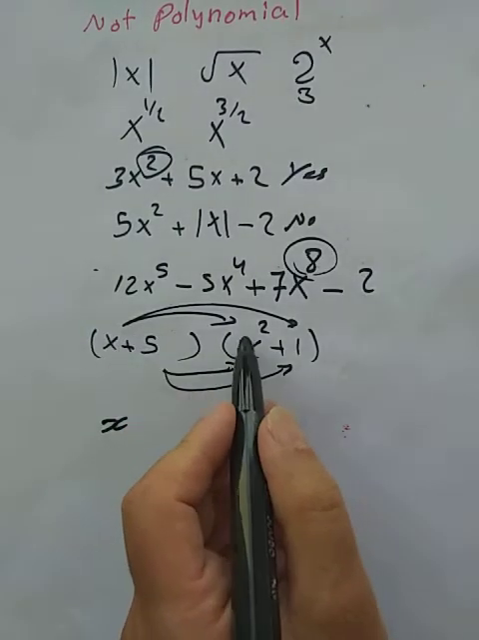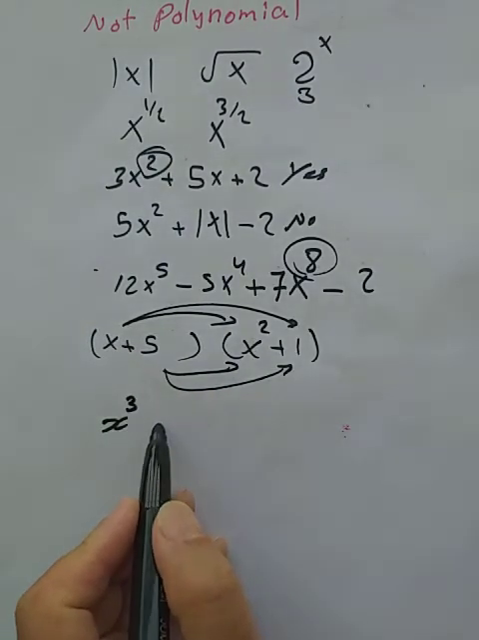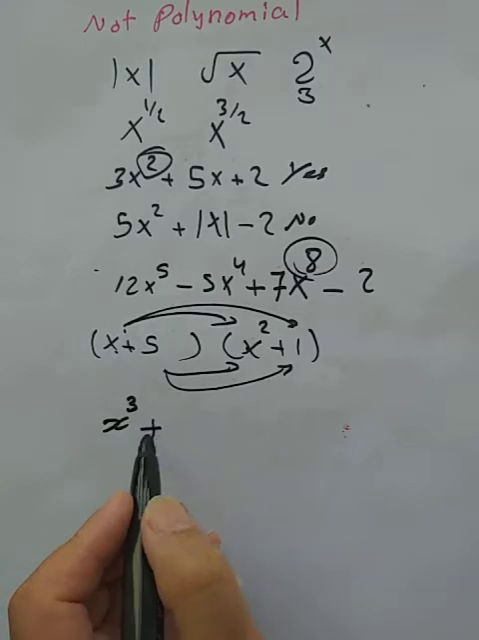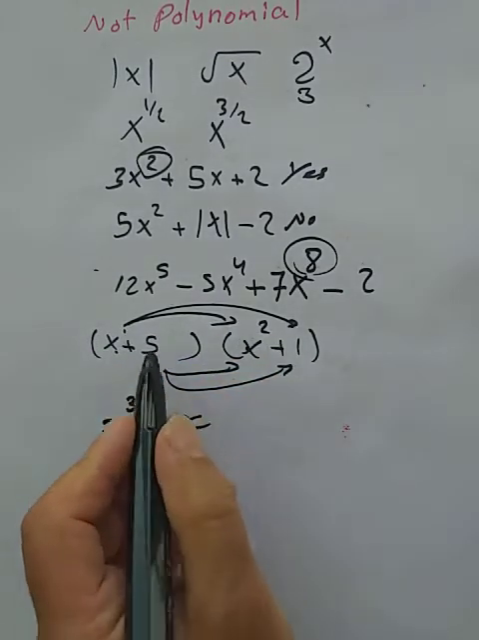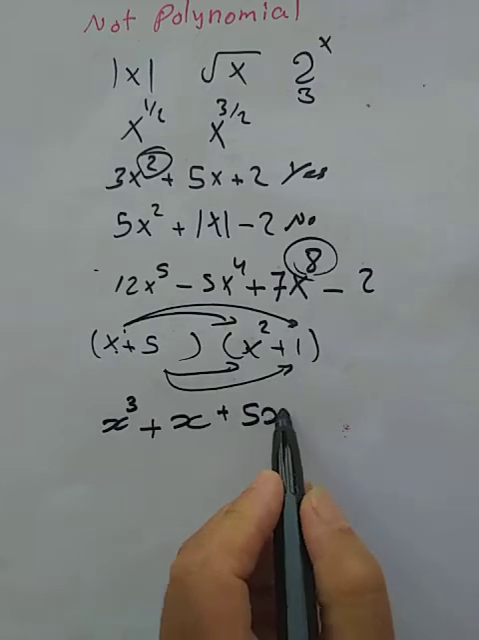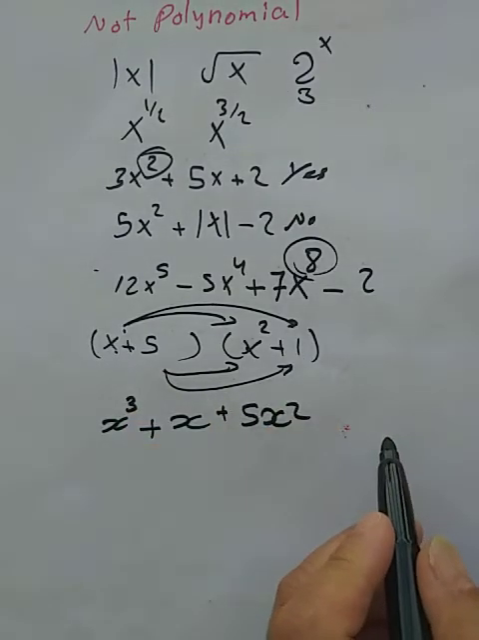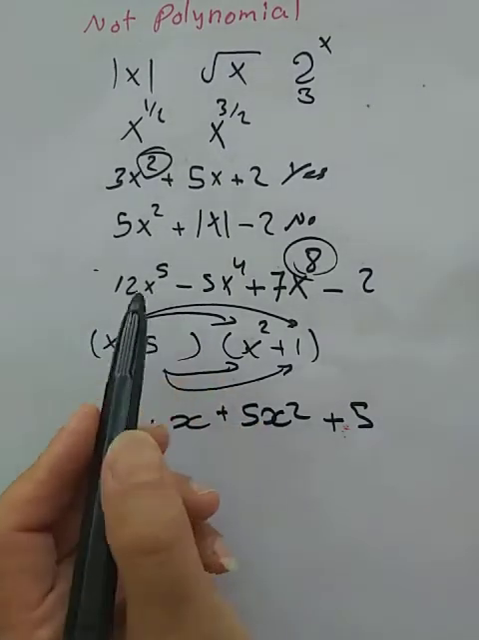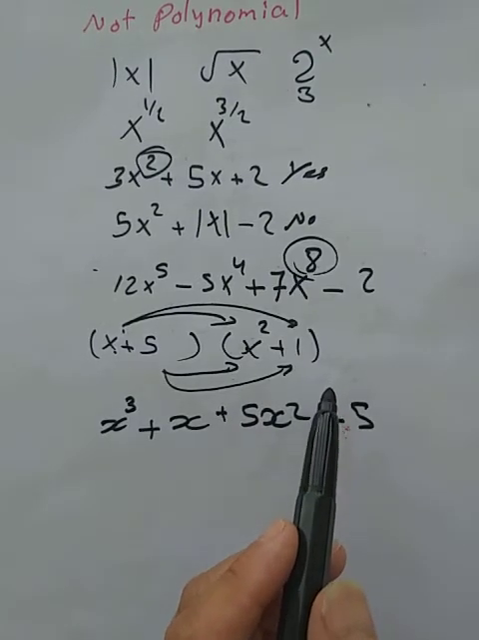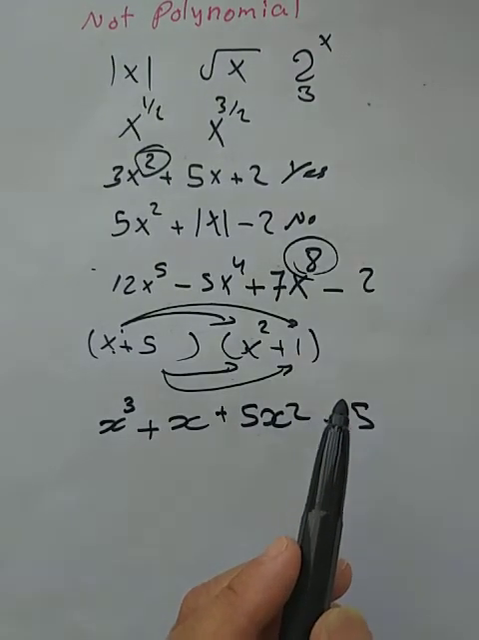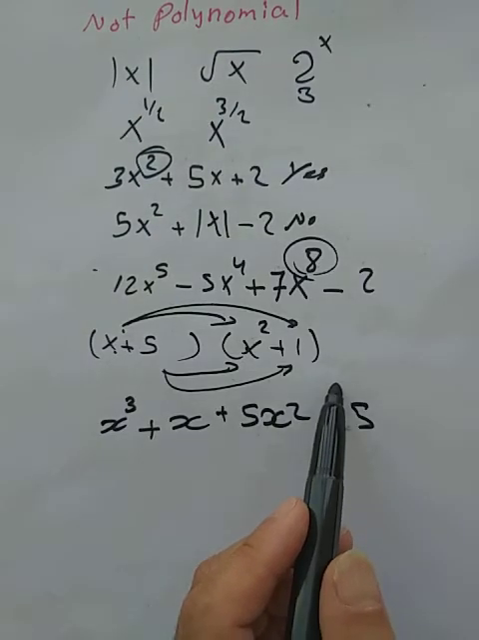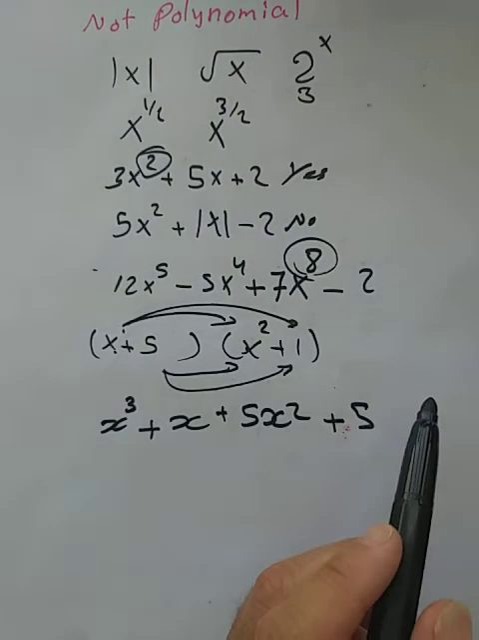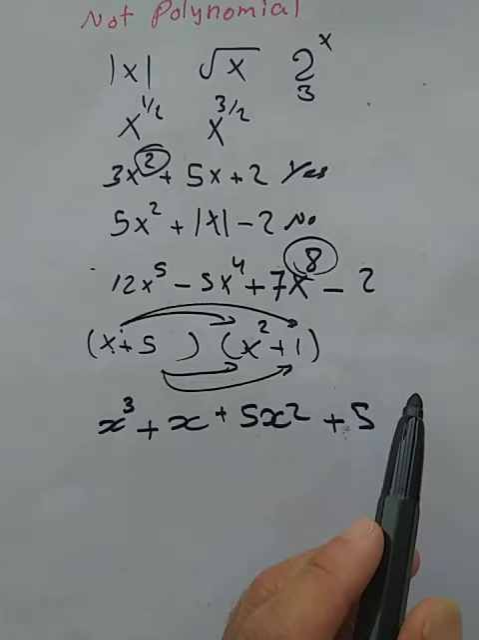x times x squared will be x to the power 3. When multiplying the same base, we add the powers. Plus x times 1, which is x, 5 times x squared is 5x squared, and 5 times 1 is 5. This is multiplying two polynomials. We write the answer in general form, from the highest power, then smaller, then smaller. Factorize is also very important in this chapter: how you can factor any polynomial.